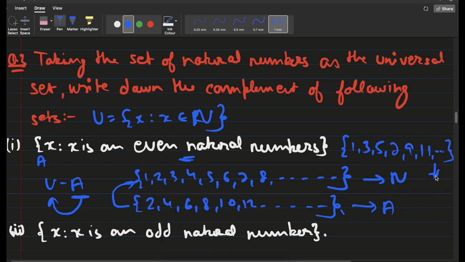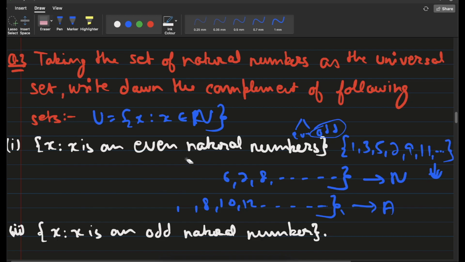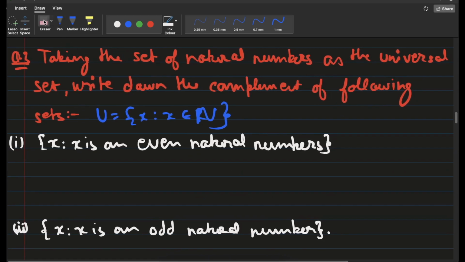So basically this is none other than odd natural numbers, because all the natural numbers can be subdivided into two parts, even or odd. Now if we remove all the even natural numbers from the natural numbers, what are we left with? Only the odd natural numbers. So what would be the complement of A? It would be none other than odd natural numbers. So U minus A would be X such that X is an odd natural number.